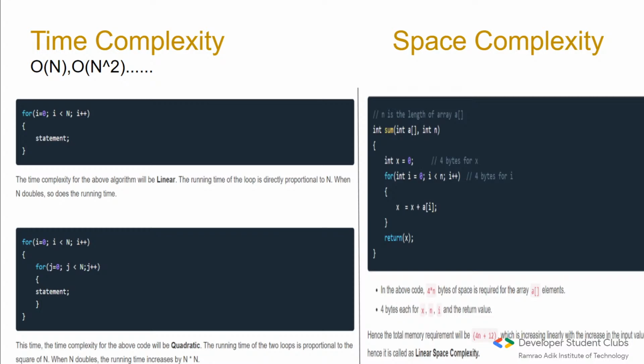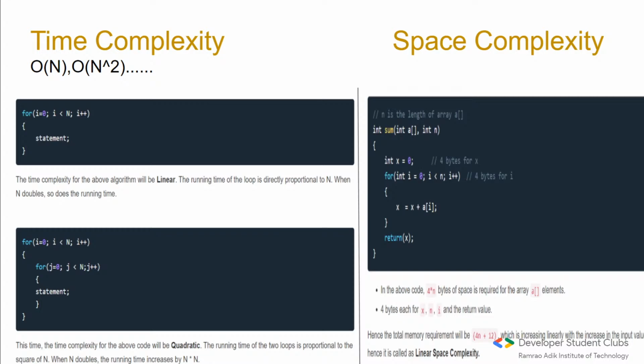So for the first snippet, since its running time is proportional to n, my time complexity is O(n). For the second code snippet on the left side, here we have two for loops. The outer one runs n times and the inner one runs n times for each execution of the outer loop. So in total we are running it n into n times. So my running time is proportional to n square and thus my time complexity is O(n square), which is a really large time complexity. The first one was a linear type of time complexity. The other one that we saw is a quadratic type of time complexity.